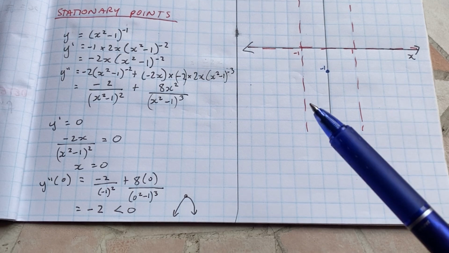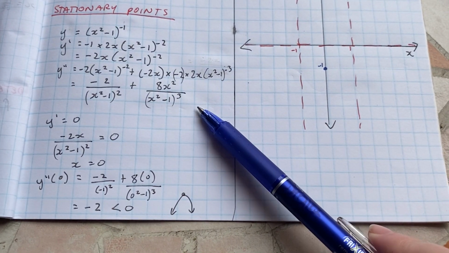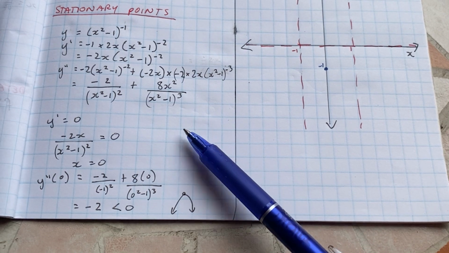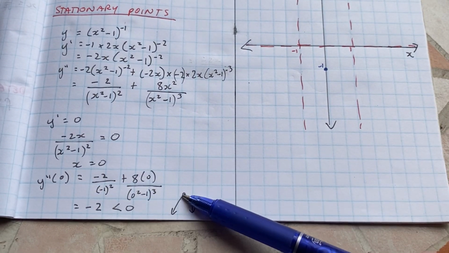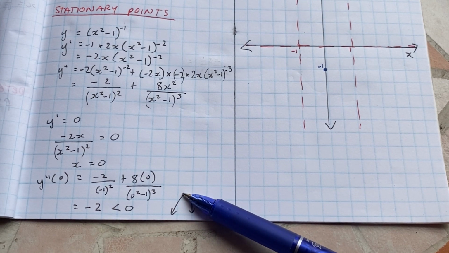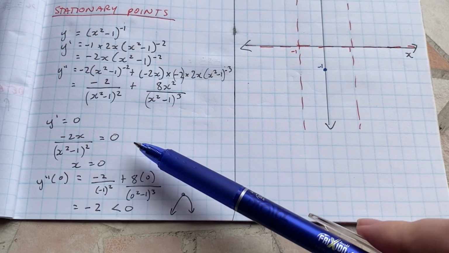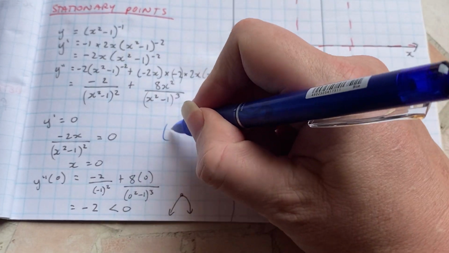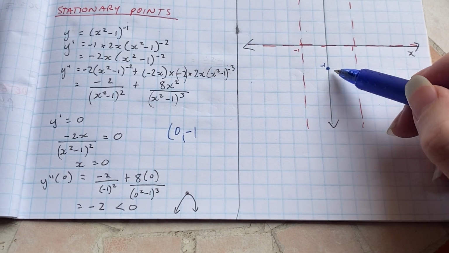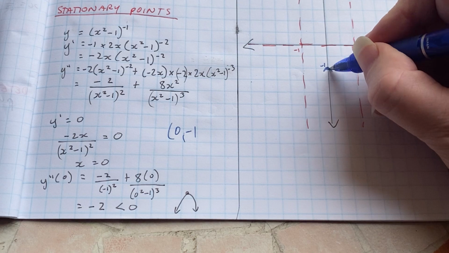Okay, stationary points. So I found the derivatives. They were a little bit on the tricky side, so just be really careful with those. And I found a maximum turning point when x equals 0. I've already found the y coordinate with that because that's one of my intercepts. So it's the point (0, -1). So this point here that we've drawn is a maximum turning point. The graph's going to look something like that.